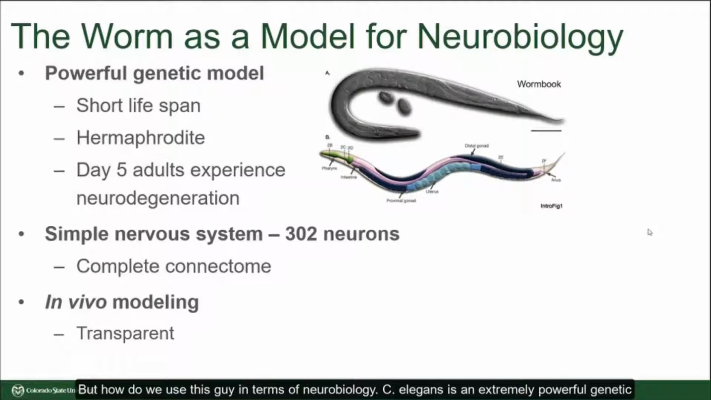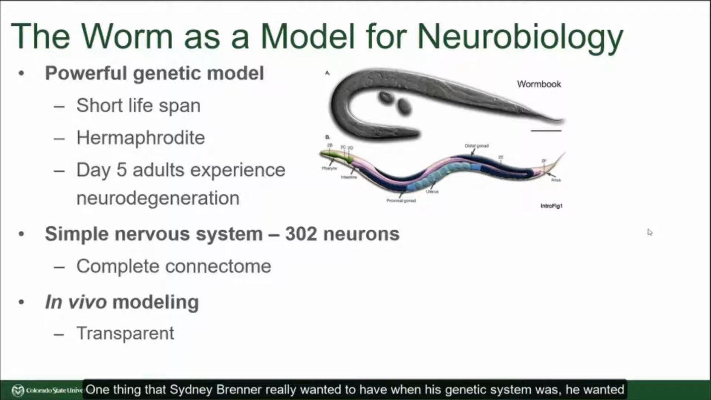But how do we use this guy in terms of neurobiology? C. elegans is an extremely powerful genetic model. It has a very short lifespan. From being hatched to a full-fledged adult, it takes about 2 days. And this guy is really easy to take care of. It's really easy to culture. It's very cheap. This is not life size. The worm is actually about 1 millimeter long, so it's really small. It doesn't take up very much space. And when the worms are only 5 days old, they already start experiencing neurodegeneration, which is something that we've been toying with in our lab as well.